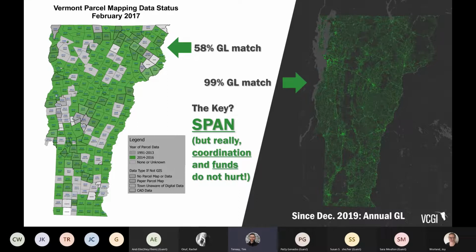And what this means is that, even as recently as 2017, where we only had slightly over half of all parcels in the state being able to match with the statewide grand list, we now have close to 100% match of parcels with the grand list information via a magic little unique identifier called the SPAN, or the school property account number. This is the tool that allows these data to connect.